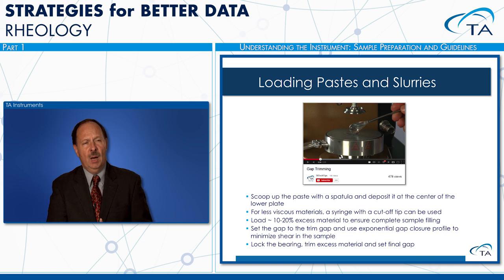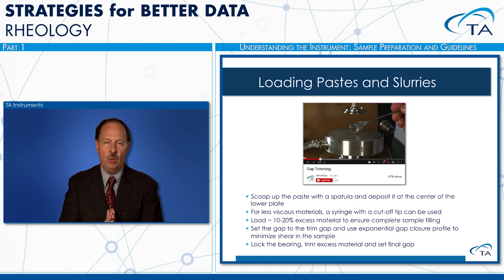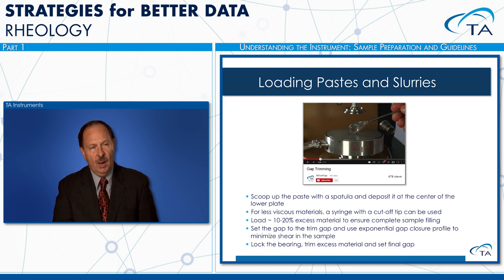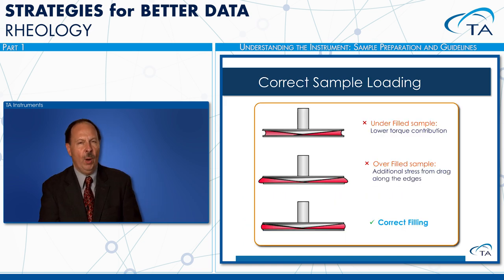So we want to show you what things should look like when you have a good loading. Obviously, you don't want to have any kind of a void between the plates here. You don't want to have any sample where it looks as if sample really does belong there. So here you can see that there's this void. With this, we would be getting an erroneously low value.